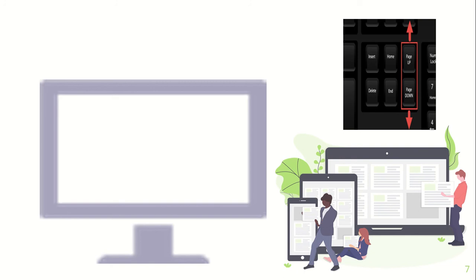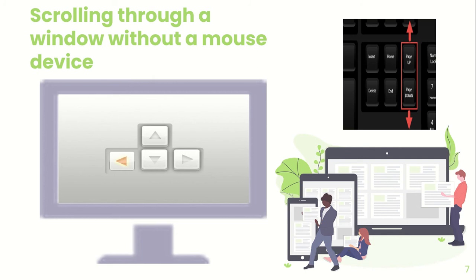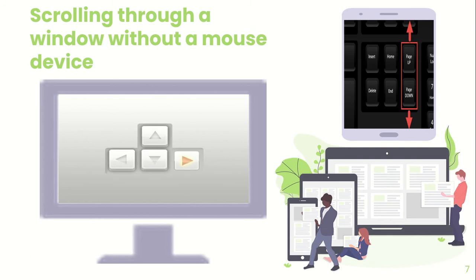Scrolling through a window without a mouse device. On your keyboard, use the arrow or cursor keys by pressing the up and down or right and left arrow keys. You can move through the window screen. On your keyboard, use the page up and page down keys. By pressing the page up and page down keys, you can move through the pages, one page after the other of a window screen.